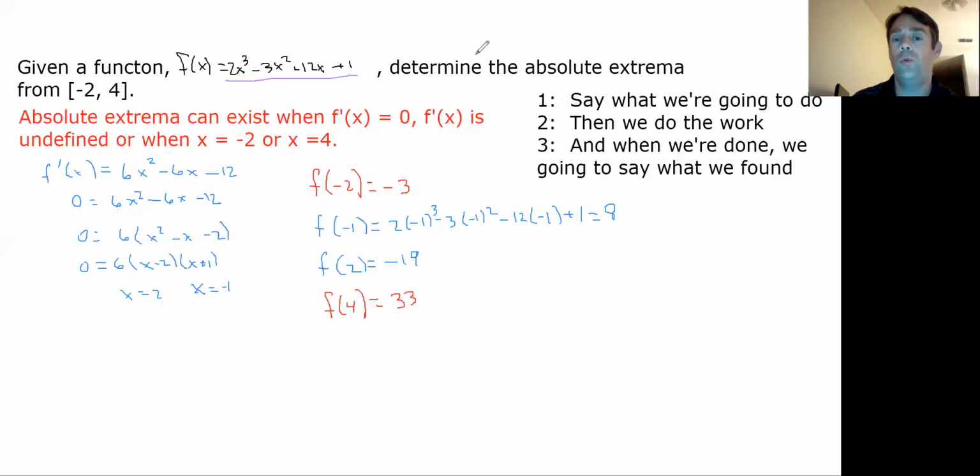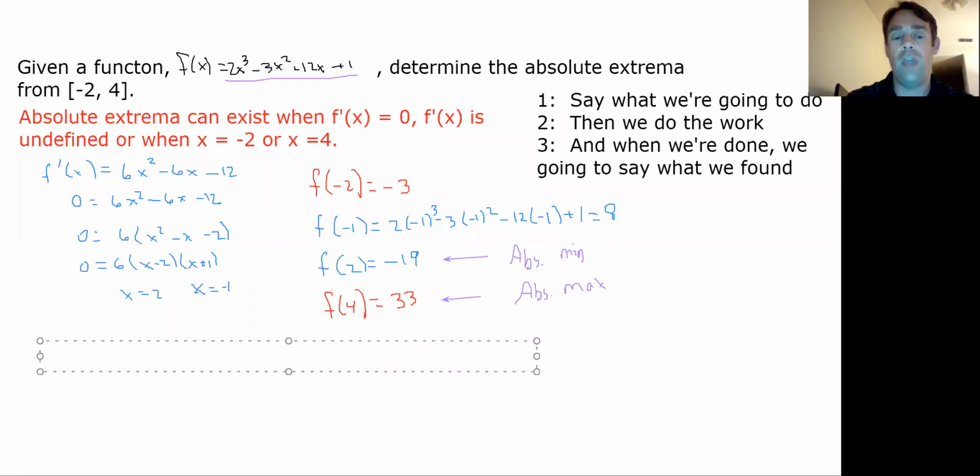So from here, we're looking for the smallest value and the largest value. Here's our smallest value, and here's our largest value. So this is going to be our absolute min. And this isn't how we write it, by the way. I'll show you that in about 1 second. This will be our absolute max, because I know that by the extreme value theorem, they have to be located at an endpoint or a critical number. So we say what we're going to do, and then we do the work. And now we're at the end, and when we're done, we've got to say what we found.